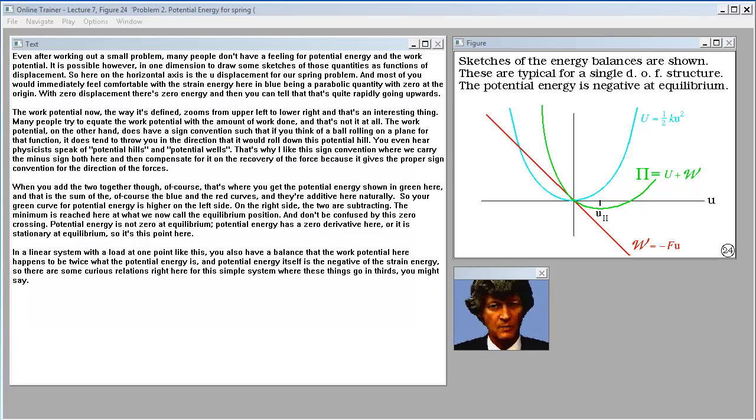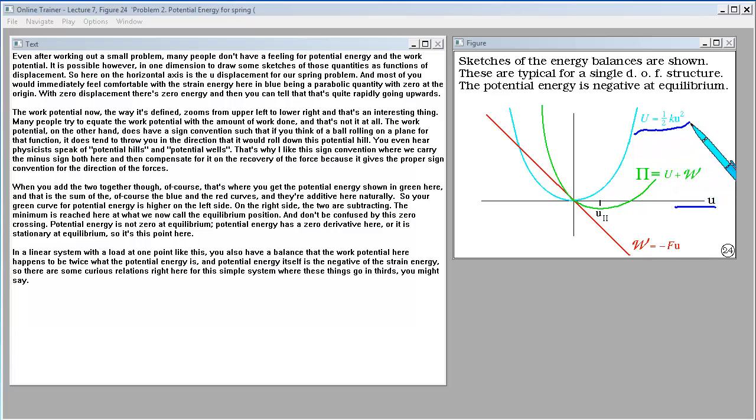Even after working out a small problem, many people don't have a feeling for potential energy and the work potential. It is possible, however, in one dimension to draw some sketches of those quantities as functions of displacement. So here on the horizontal axis is the u displacement for our spring problem. Most of you would immediately feel comfortable with the strain energy here in blue being a parabolic quantity with 0 at the origin. With 0 displacement, there's 0 energy, and then you can tell that it's quite rapidly going upwards.